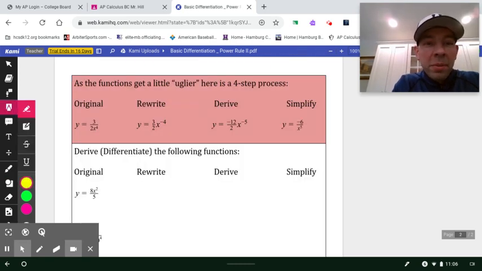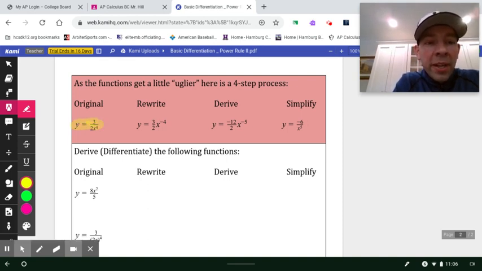As the problems get a little uglier and a little uglier, here's a nice little simple four-step process that we want to try to get in the habit of. Let's say we've got our original function here, and you'll notice it's not a really friendly format because of where that x to the fourth is.